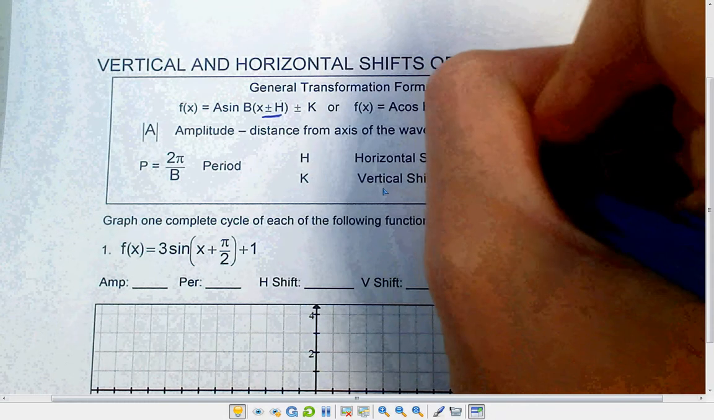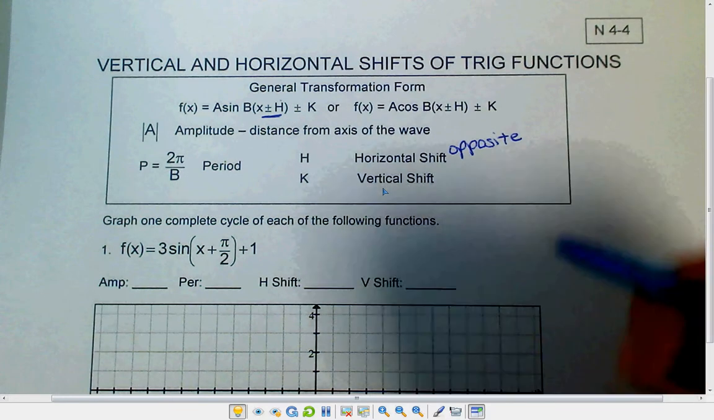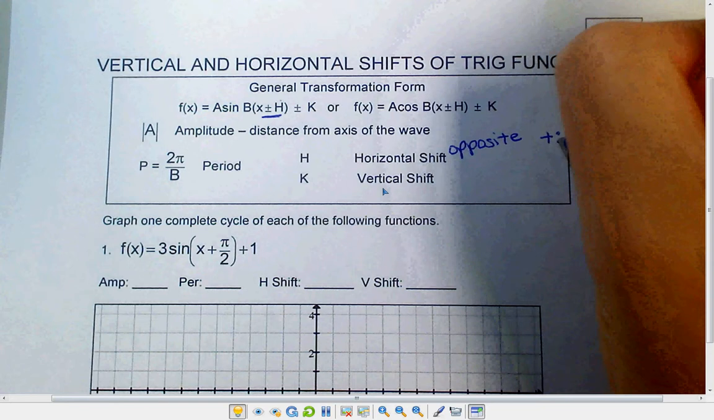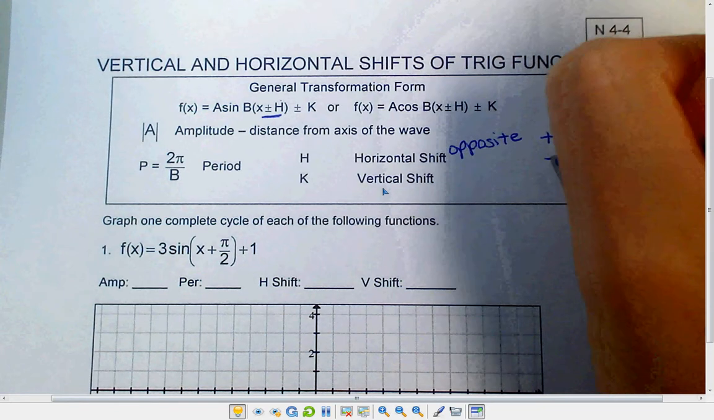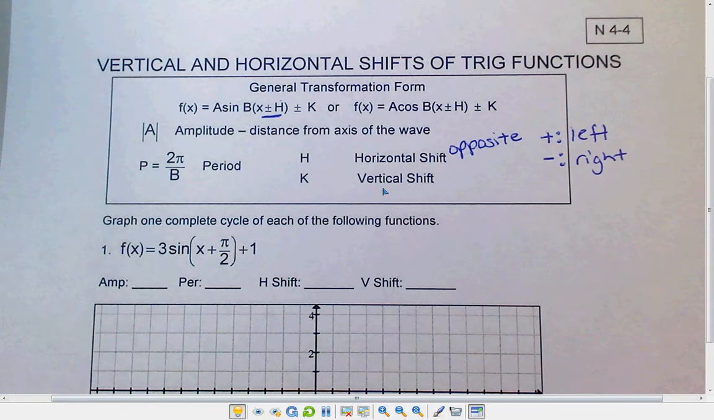The thing you need to remember about your h value is it is always the opposite of what you would think. So if you're adding a number, you're actually moving left, and if you're subtracting, you're actually moving right. So this is the same as what you learned in algebra.